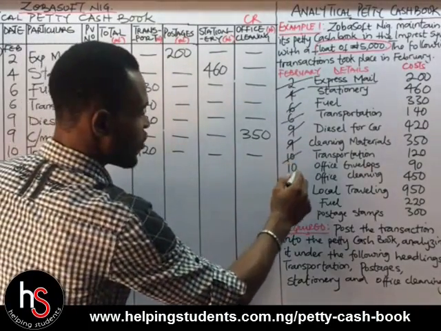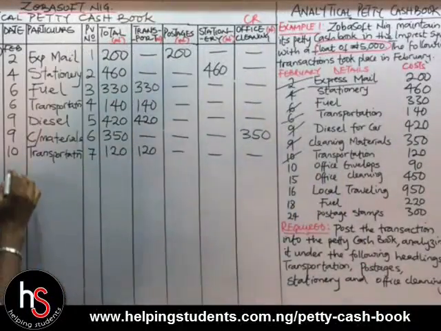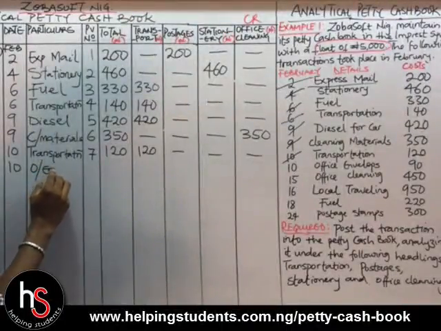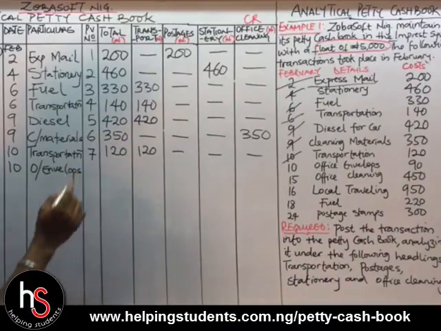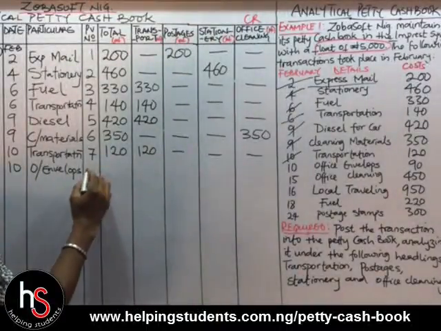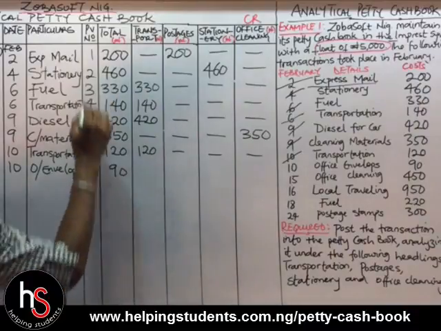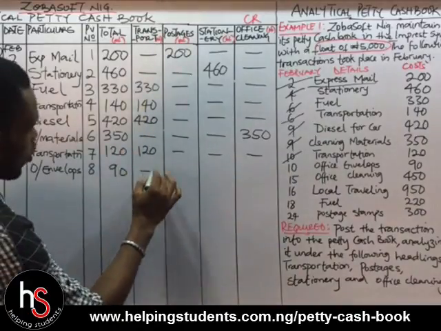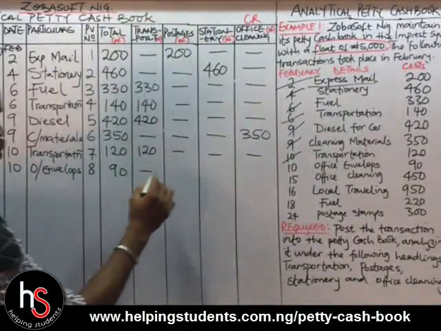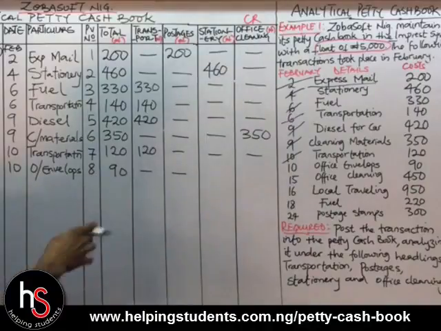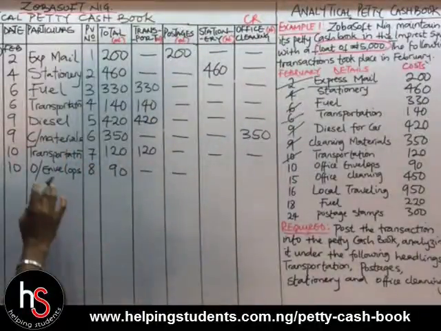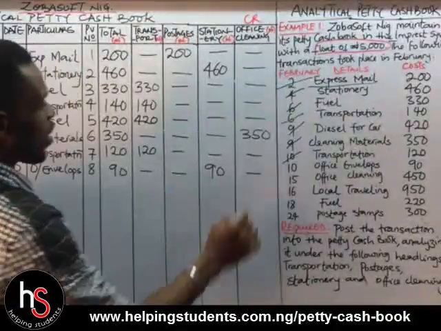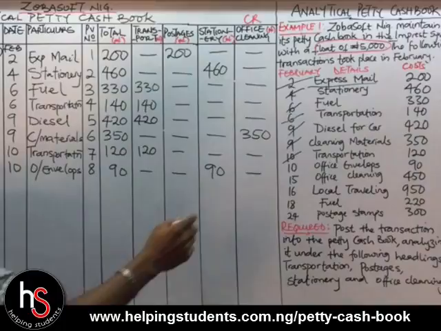The next one, office envelopes, 90 naira. On the same date, we have 10. Then we have what? Office envelopes. And how much is it? 90 naira, right? The PV number will be what? 8. Transportation, no entry. Postages, no entry. Stationery, yes. Stationery are used in the office, right? Office envelopes. So we record our 90 naira here, and here we have no transaction. Now we are done with 10th.